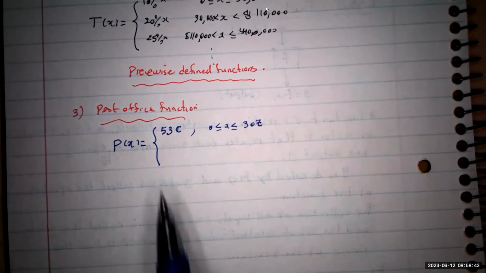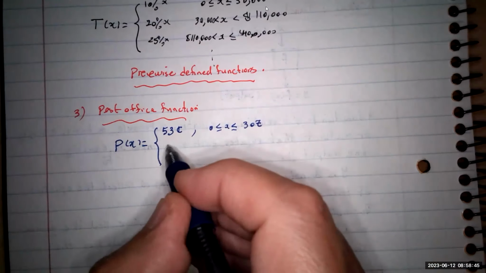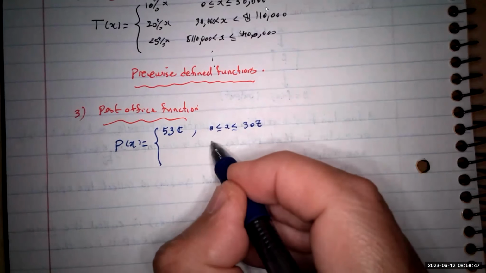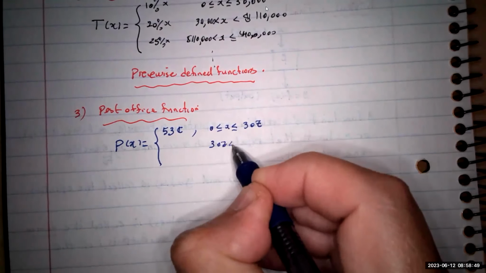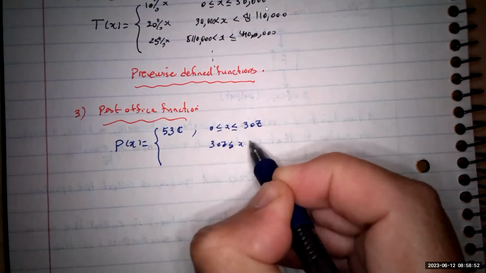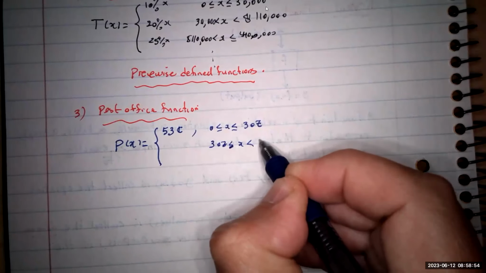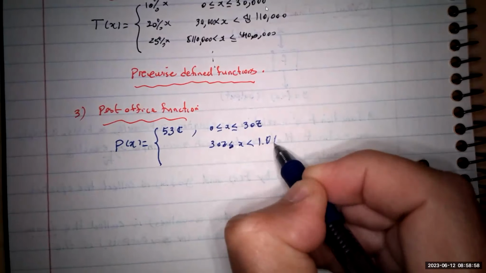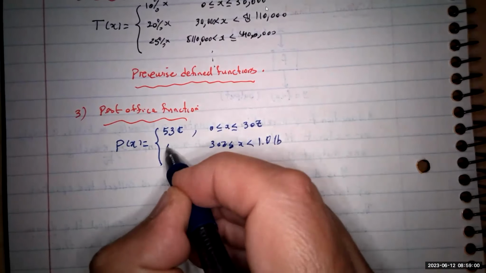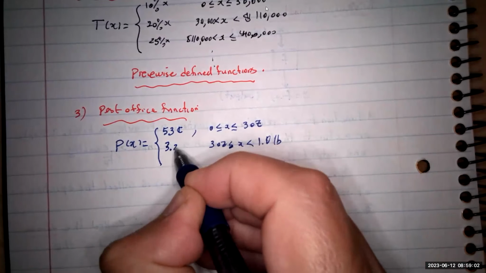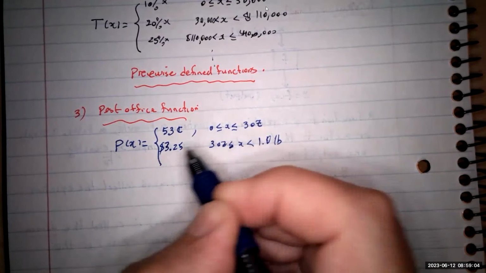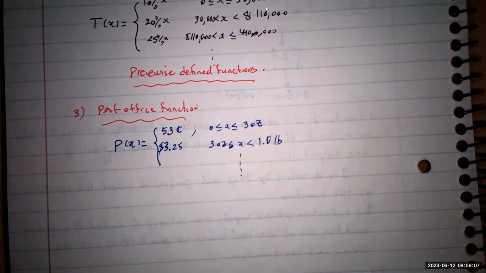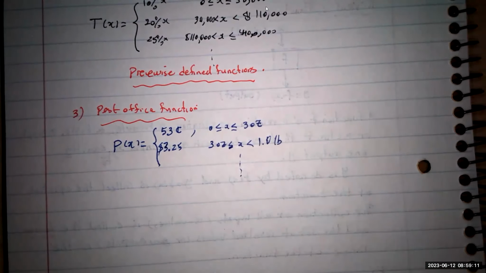So if it's heavier, of course, you have to pay more. For example, between 3 ounces and, let's say, 1 pound, etc. Okay, let's say 10 pounds. Then you pay something like, let's say, $3.25. Okay, that's going to be the one. And then it continues. So the post office, you see, they check it and tell you in which bracket you are going to be.